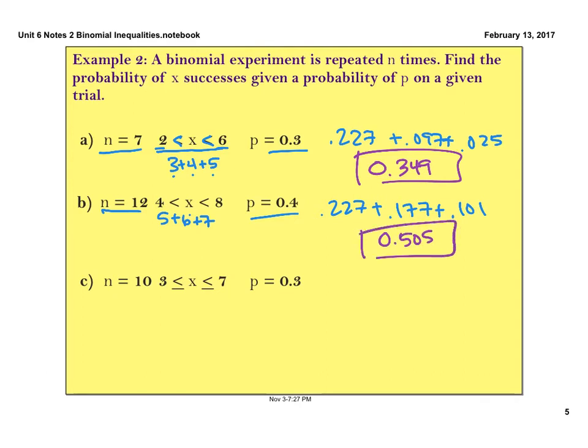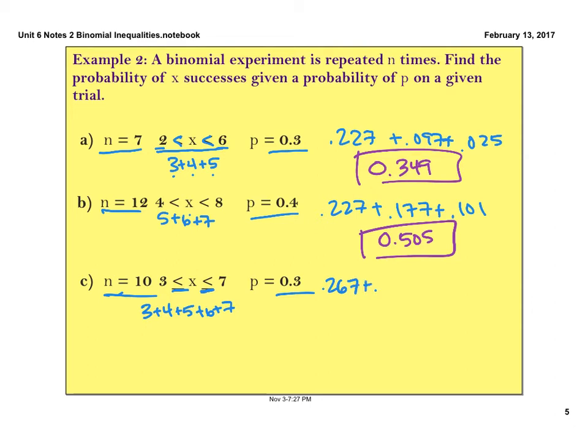And then last one in this example, n equaling 10, bottom of the second page. I want x to be between 3 and 7, but this time it is inclusive. So I am including the 3 and the 7. So I need 3 plus 4 plus 5 plus 6 plus 7. Probability is 0.3. So go to that 0.3 column. I go from 3 to 7.